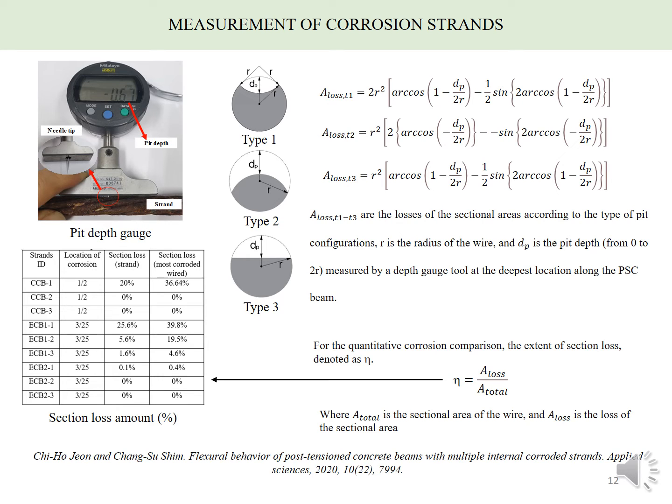After the flexural test, each specimen was broken down and cut only at the corroded strand section to measure the pit depth. To inspect the corroded strands, only the deepest pit depth along the corroded strands is measured using this pit depth gauge. There are three types of pit depth configurations, and each type has a different empirical equation to calculate the loss of sectional area. And from that, we can calculate the section loss of the specimens.